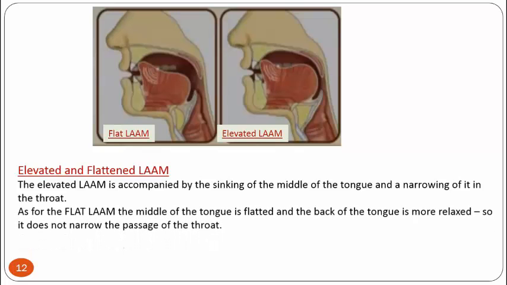As for the flat lam, right? As for the elevated lam, it sinks in the middle, and the back of the tongue narrows the pathway of the throat. As for the flat lam, the middle of the tongue is flattened, and the back of the tongue is more relaxed, so it does not narrow the passage of the throat. For example, if we say Allahu, the tongue is as in the elevated lam. And lillahi, it is more flat, and you can actually feel it, inshallah.